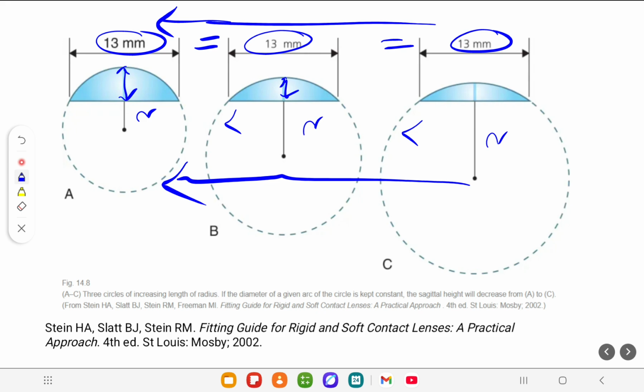What do you mean by decreasing radius? More curved, isn't it? So basically, radius of curvature is inversely proportional to curvature. Those are two different things, you must understand. Radius of curvature is inversely proportional to curvature. The smaller the radius of curvature, the larger the curvature. It's very important.